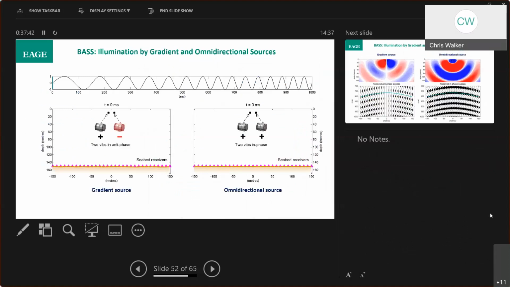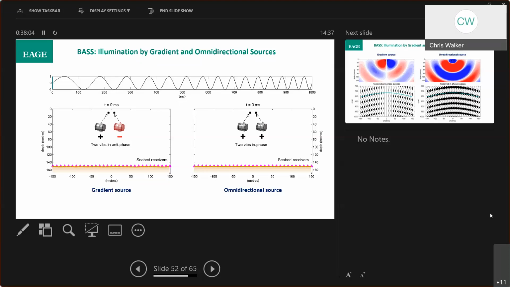So with the gradient source, the objective here is to operate the vibrators out of phase so that you generate a gradient signal. You're essentially sending out a vector signal from the sources rather than a scalar signal from the sources. And this then allows you to interpolate source locations.